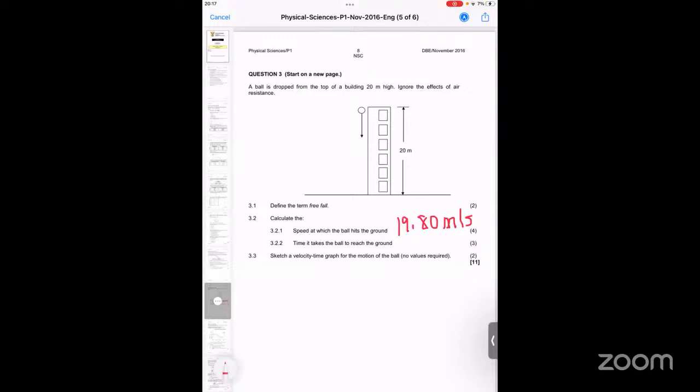So the first part is to understand that displacement is a vector quantity. Do you get that?